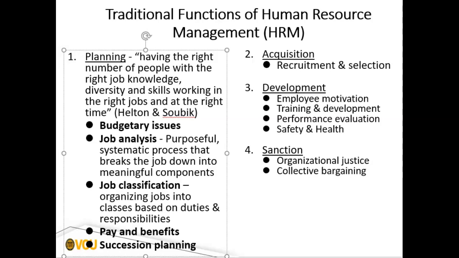HR planning is having the right number of people with the right skills working in the right jobs at the right time. HR planning includes functions that need to be performed before the position is advertised. These functions are budget planning, job analysis, job classification, and deciding what pay level the position should be at. HR planning also includes succession planning, which is the process of systematically identifying, assessing, and developing talent and capacity to ensure continuity in specific positions within the organization.